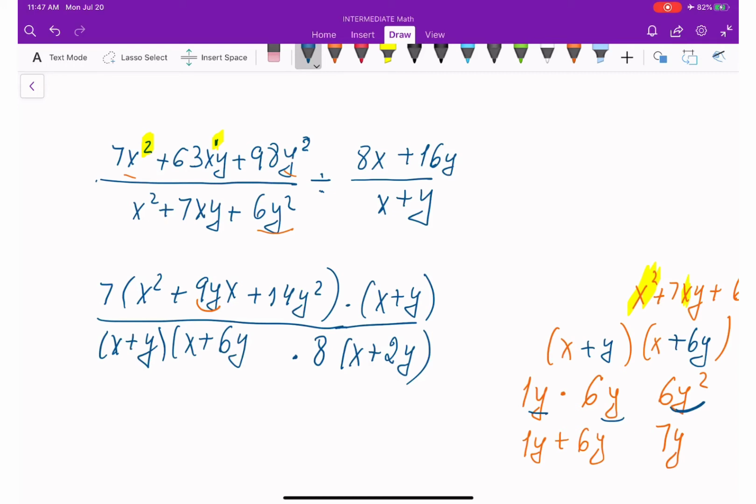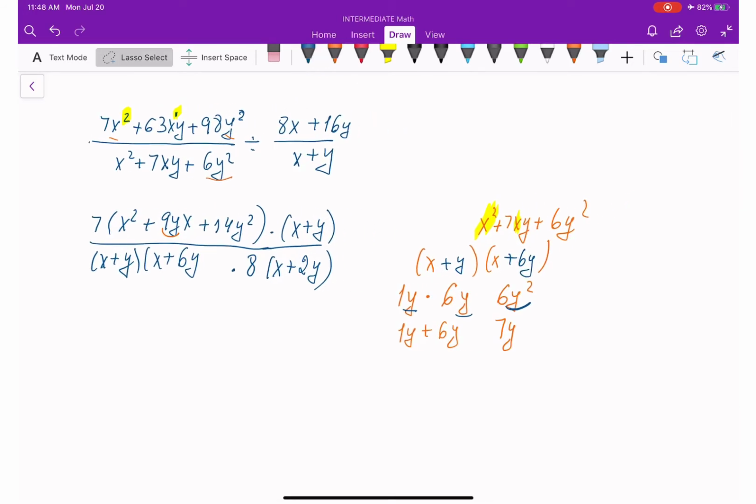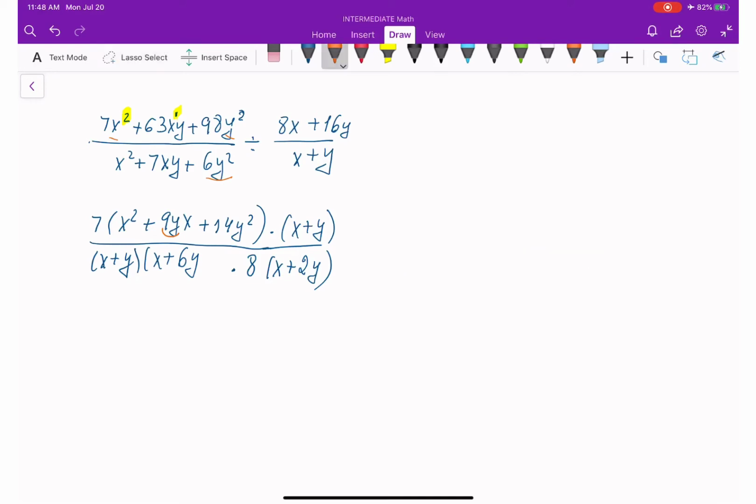So what's going to happen next? Let's see if we can factor down this x squared plus 9yx plus 14y squared. Let's do that. Let me clean this. And we factor this one. X squared plus 9yx plus 14y squared. So again, we have here 14y squared.